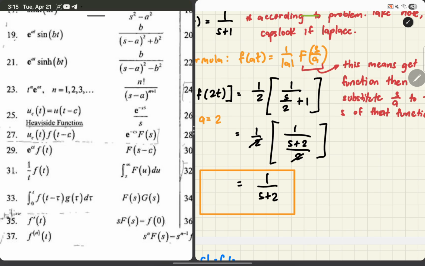So, s over 2 plus 1, multiplied by 2 over 2 so that they will have the same base. Okay? Because of the property, recalling your property, this will just become s plus 2 over 2 because they already have the same base. Now, this will just cancel out and we will have this answer.